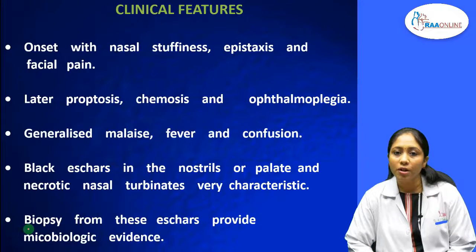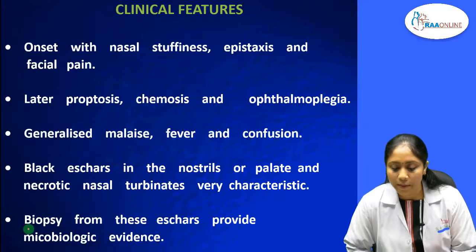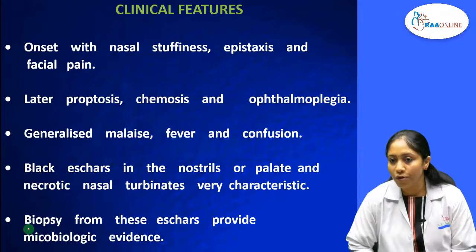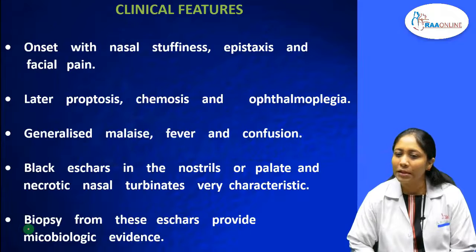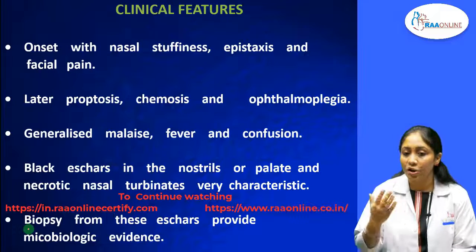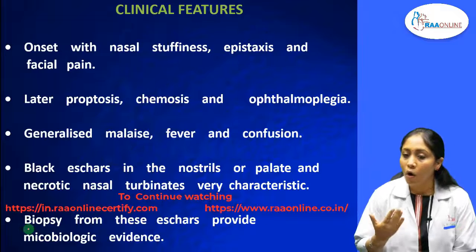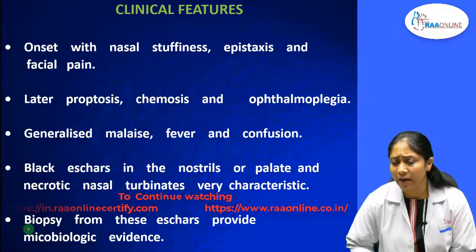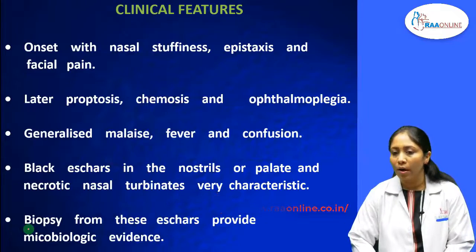The clinical features are that of nasal stuffiness, epistaxis and facial pain. Later, one can have proptosis, chemosis and ophthalmoplegia. Generalized malaise, fever and confusion is also seen in a few patients. Black eschars can be seen in the nostril or in the palate, and necrotic nasal turbinates are very, very characteristic. I think that is a telltale sign of mucormycosis.